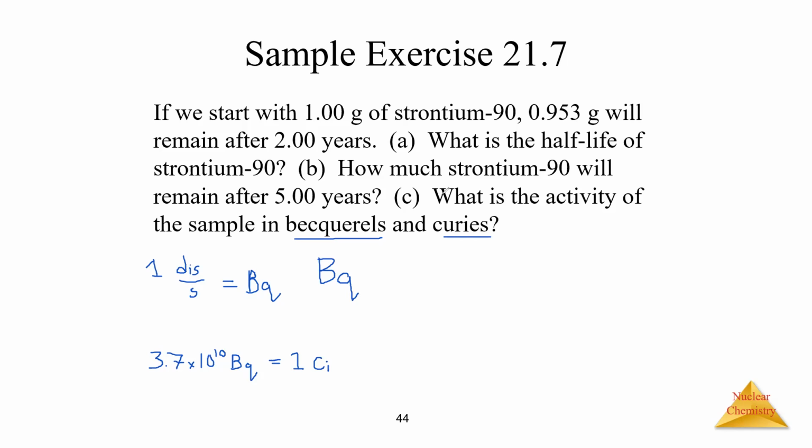So for the first two, we're going to be using the integrated rate law. For the first one, we'll have to figure out k, then we can use that to determine the half-life. And then for the second one, once we have k, we can figure out what that remaining amount is going to be after 5 years. And then with the third one, we'll have to convert the units on k and then figure out how much of this strontium we actually have in order to get the actual units there.